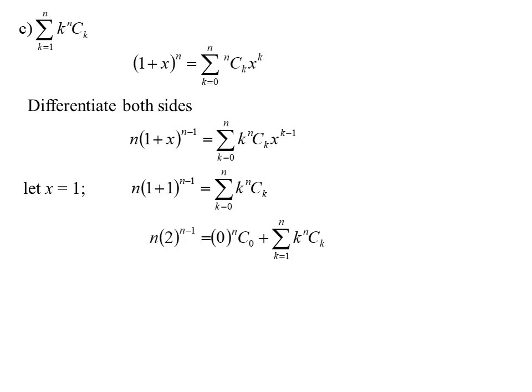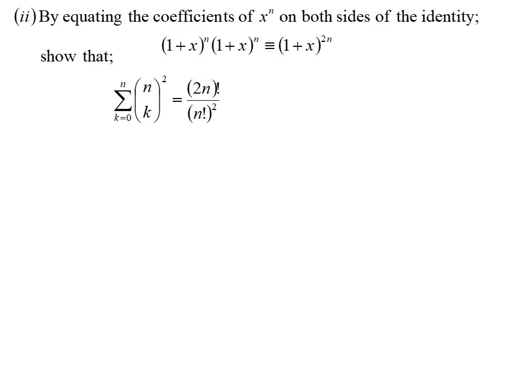So we'll pull out k equals 0. It actually turns out to be 0, because if k is 0, 0 times nC0 is going to be 0. But we have our answer. The sum from k equals 1 to n of k times nCk is n times 2 to the power of n minus 1.